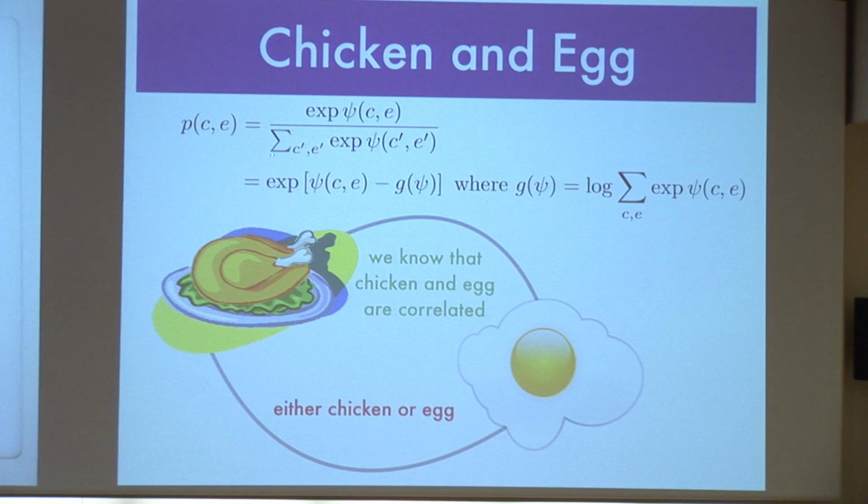Here's what we get. We have that P of C and E is e to the psi of C and E. Now I need to normalize, namely, I need to sum over all chicken and roast chicken, egg and, well, sunny side up, of e to the psi of chicken and egg, right? And this G of psi now ensures that this all normalizes out to 1. And so I can deal with arbitrary joint distribution over, well, poultry and their products.